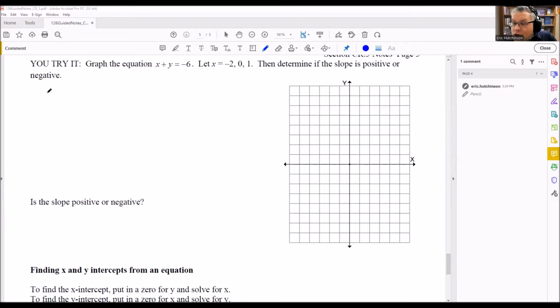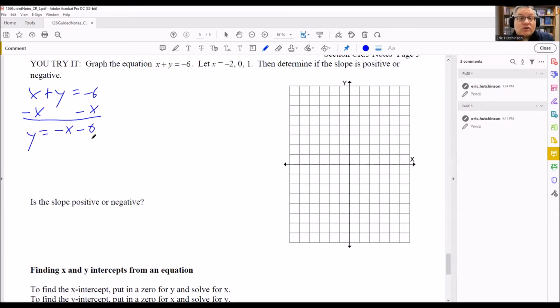So we have x plus y equals -6. We're going to subtract the x from both sides. It doesn't matter if you put the x or the 6 first, so I'll just put the -x first, just like that. Okay, so now we're ready to make the table.